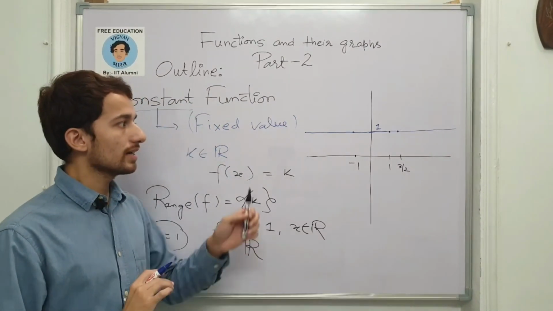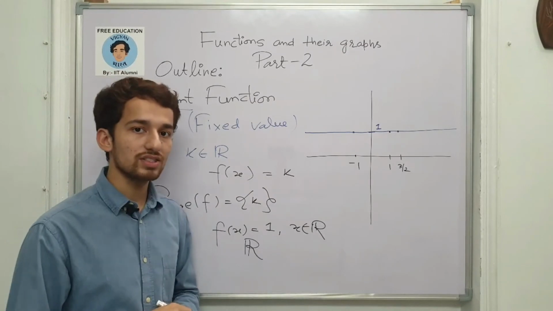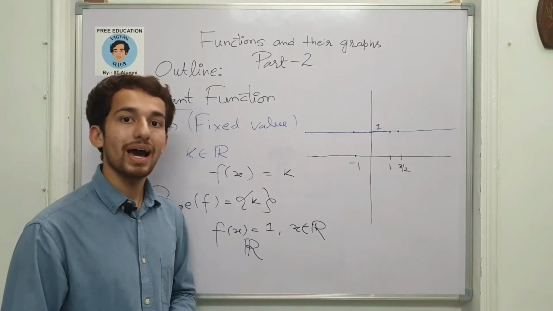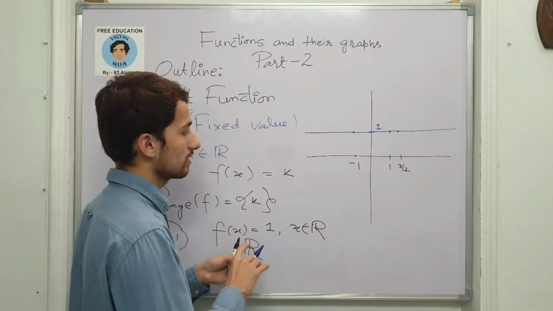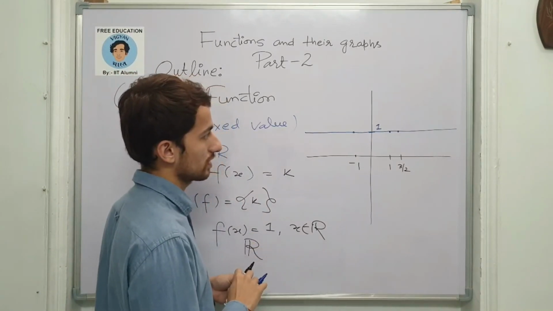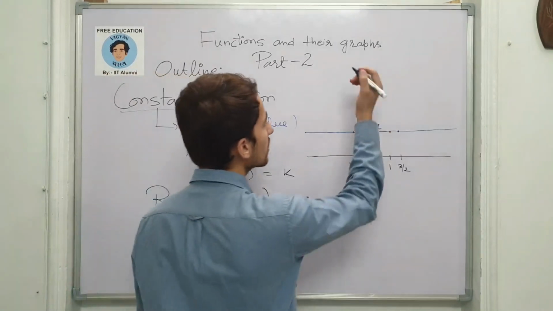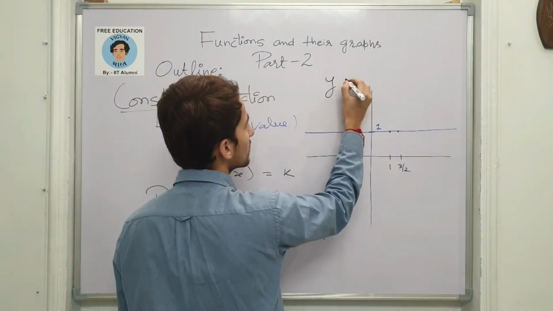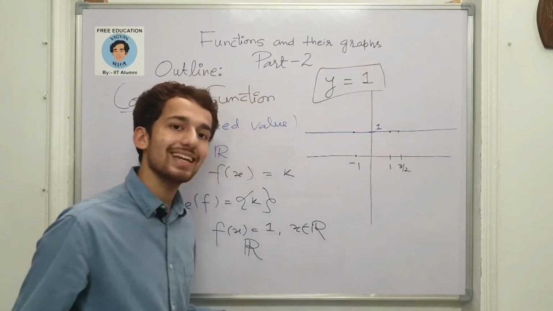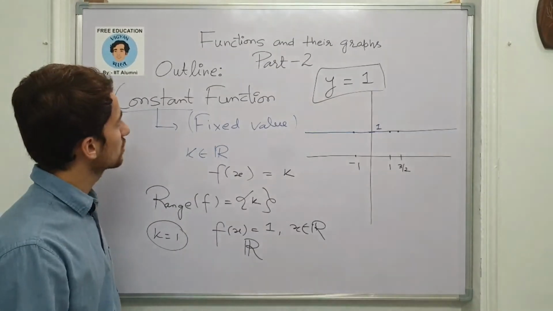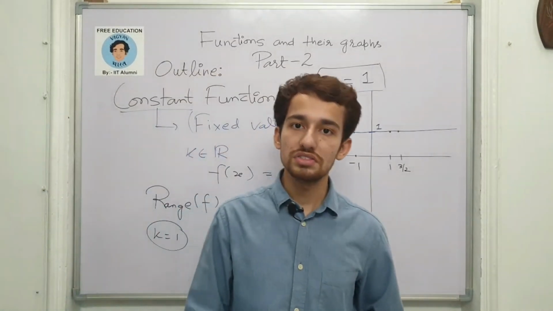In this particular case, you see the function is nothing but a line parallel to the x-axis. This is your x-axis, and the value we have here is simply 1. Sometimes you also write in short y equals 1, representing this line parallel to the x-axis. So we have understood what a constant function is.